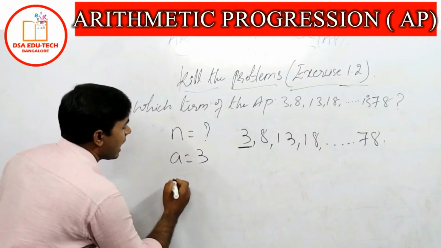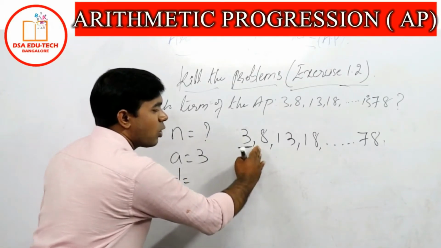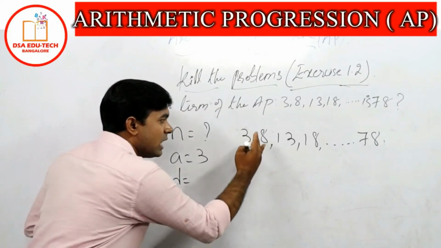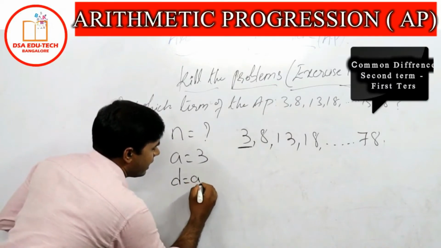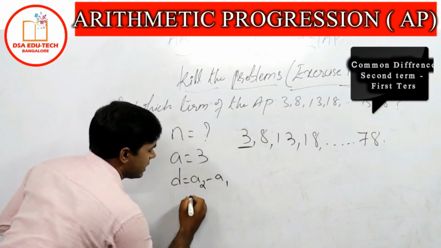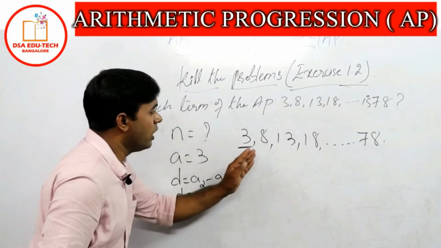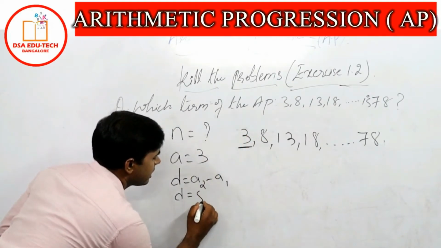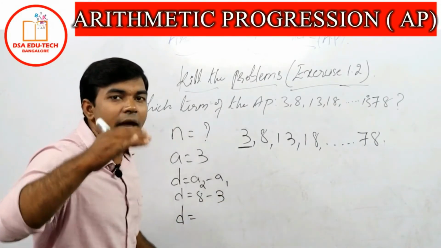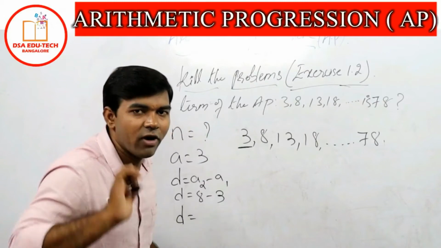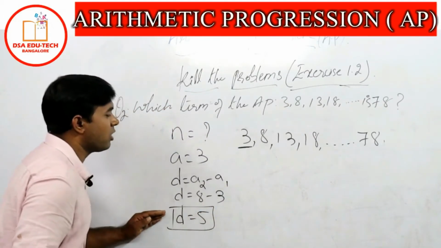And then we'll calculate the common difference. What is the common difference? I always told you, common difference means second term minus the first term. So I will write a2 minus a1. That is nothing but D is equal to 8 minus 3. How much? 8 minus 3 is nothing but 5. So I have got the D value as 5.